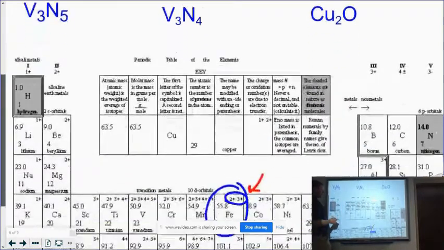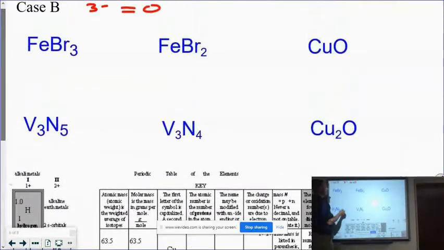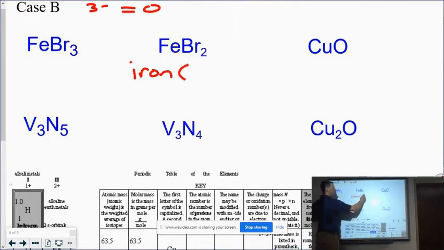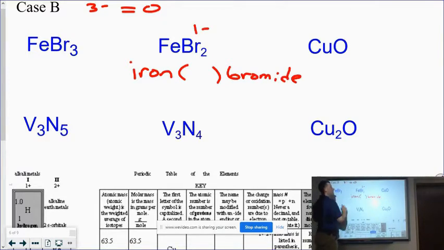Again, on the periodic table, Fe has multiple charges to pick from. I don't know which one I have to use yet. So I call it iron. I'll leave a parentheses because it has multiple charges. I'm not sure which one I need to use. We already learned that bromine turns into bromide. The charges on bromide are 1-, but I have two of them, so the total charge on the Brs is a 2 negative overall charge.